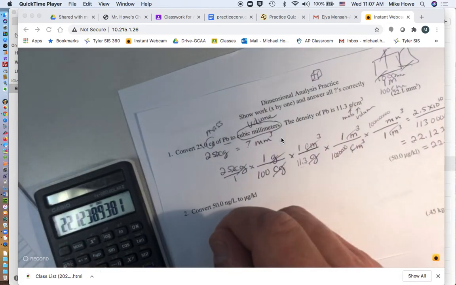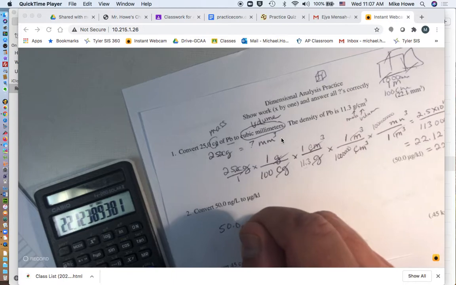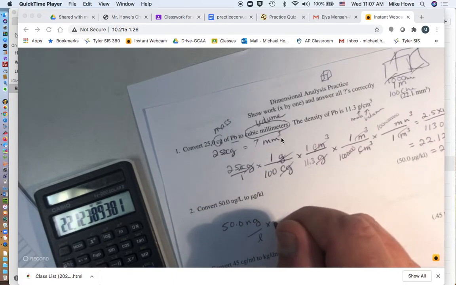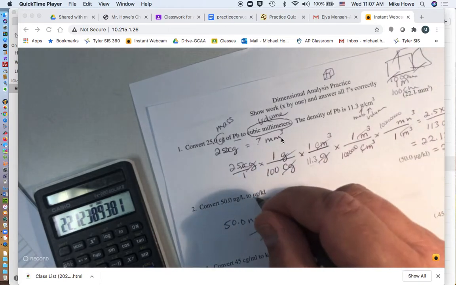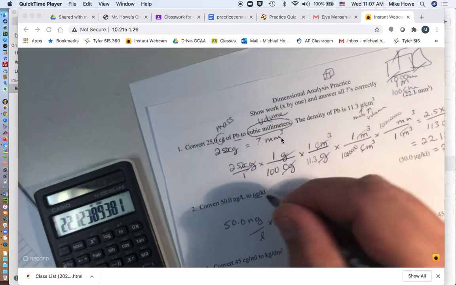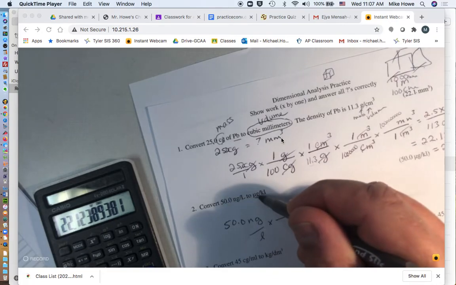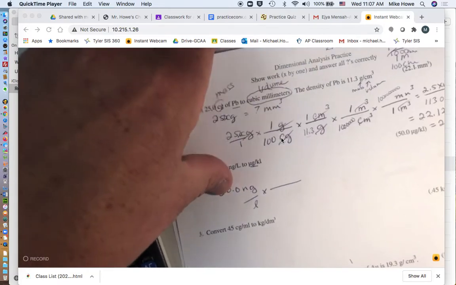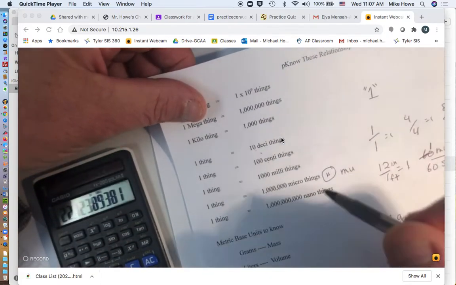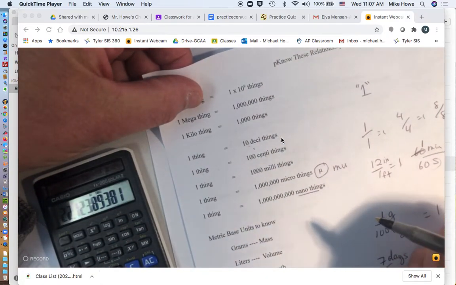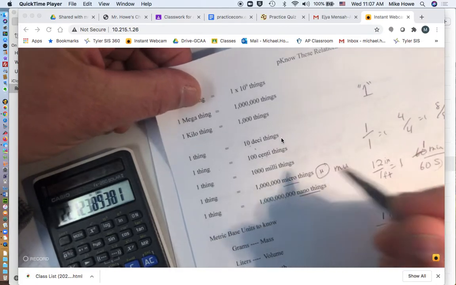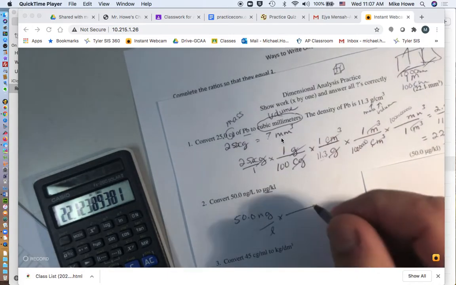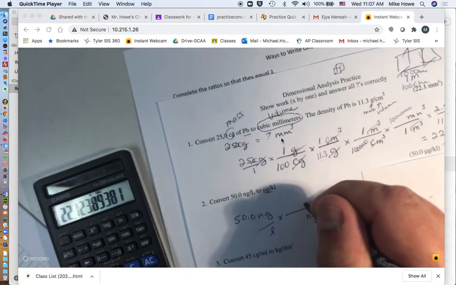All right, we have 50.0 nanograms per liter. We need to change to micrograms per kiloliter, so I'm going to change nanograms to micrograms, but I don't know that relationship off the top of my list. We do, however, have our metric relationship list, which has nano on it, and it also has micro on it. So we're going to go to the base unit first. So put nanograms here and put just plain grams up here.